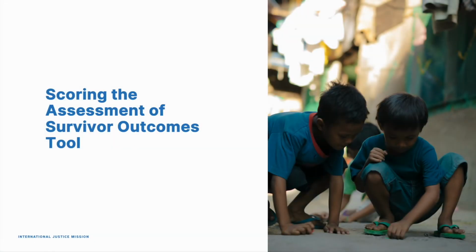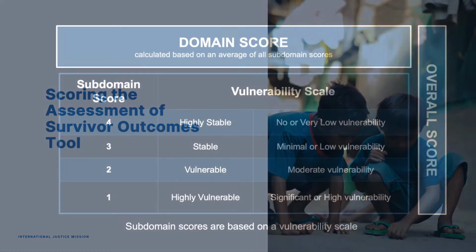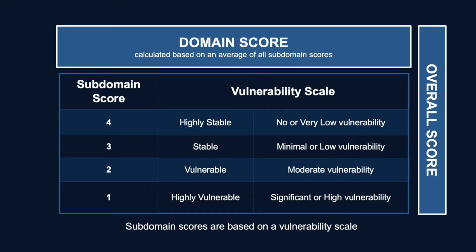How is the ASO scored? Now that we understand how the ASO was developed and validated, let's look deeper into the tool and how it works. The first component of the tool we will look at is the scoring mechanism. The ASO scoring mechanism is the way that we quantify the level of vulnerability of a survivor.